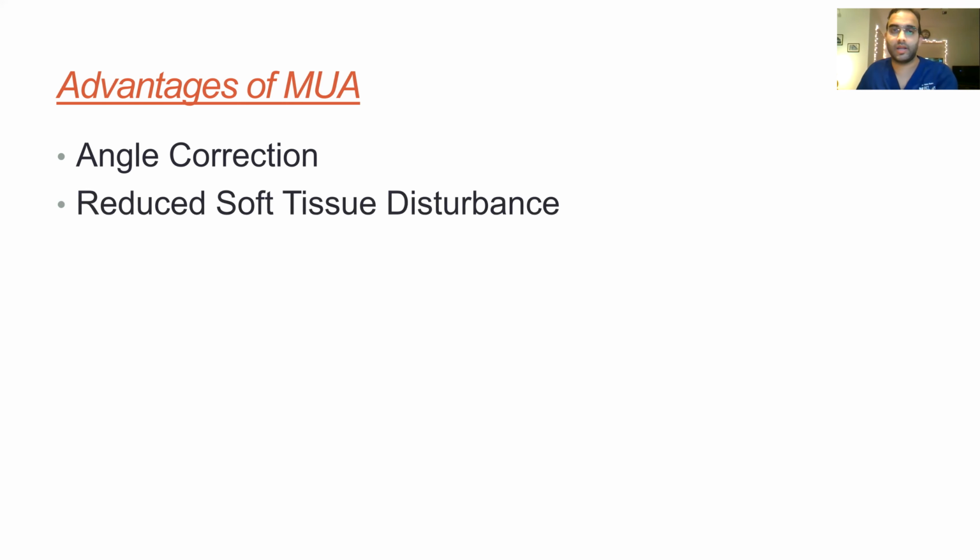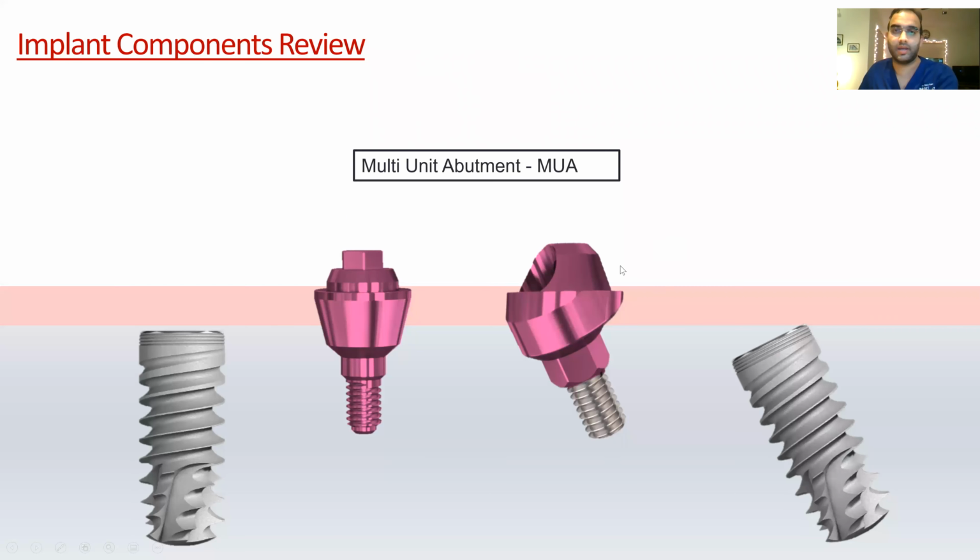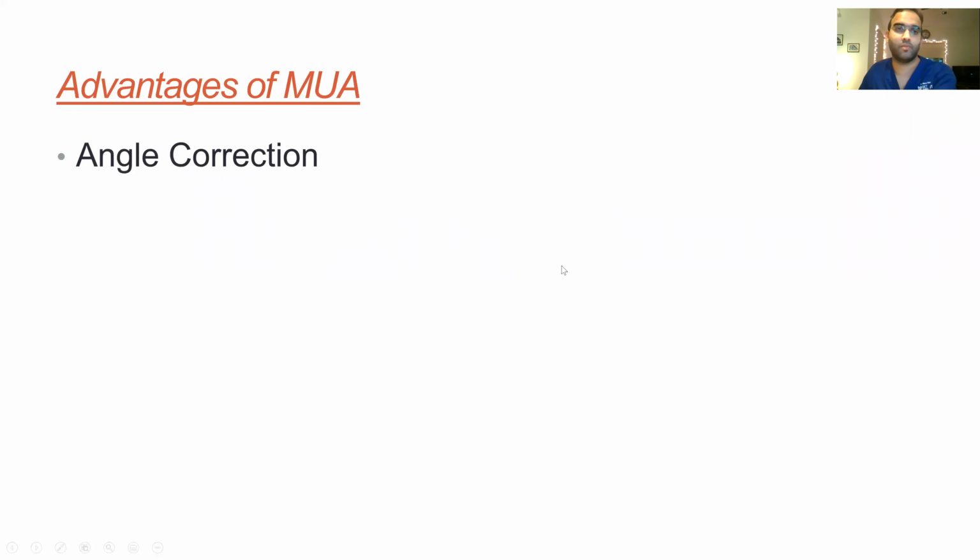Now, going multi-unit gives us one big advantage, that even if our implant is a little tilted, we can use an angle correction multi-unit abutment, just like we did. This is an angle correction multi-unit, and we'll discuss a little more.